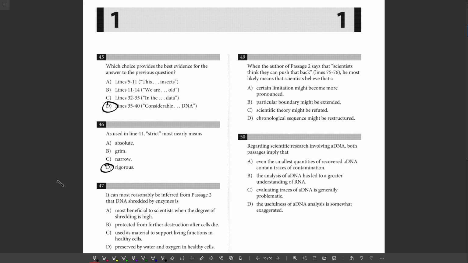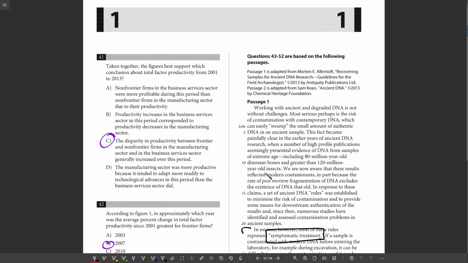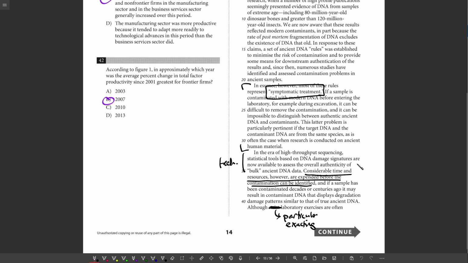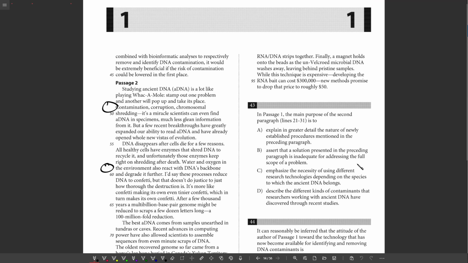Absolute is both too strong and imprecise. What does it mean for there to be absolute laboratory exercises? Rigorous laboratory exercises make sense. Grim, too negative. Narrow is, well, too narrow. So 46, therefore, is going to be choice D.